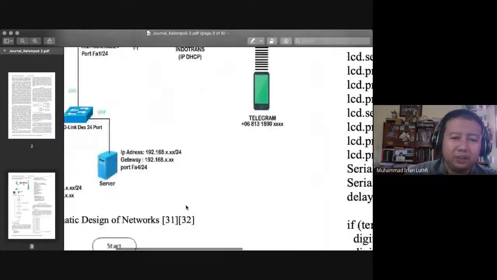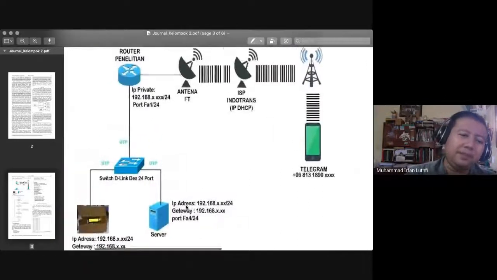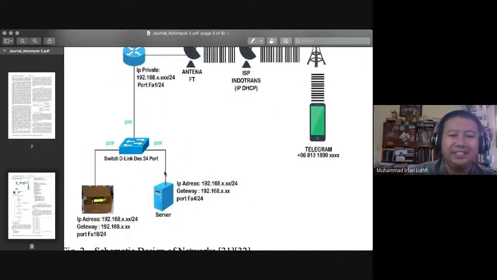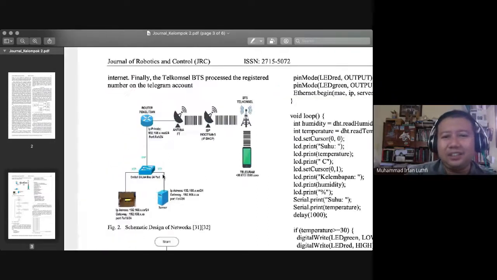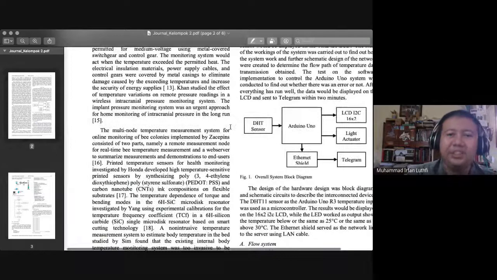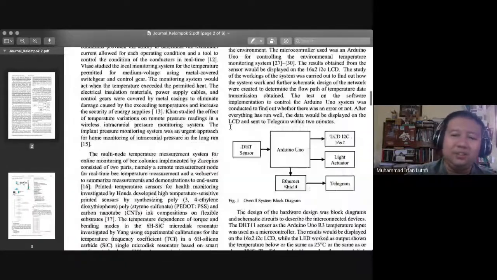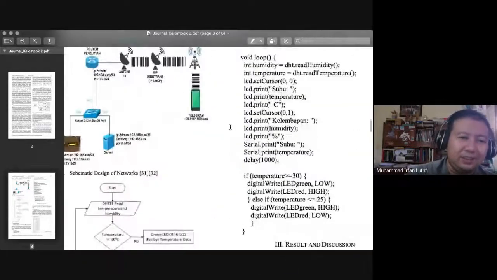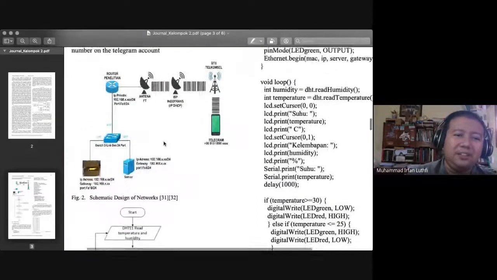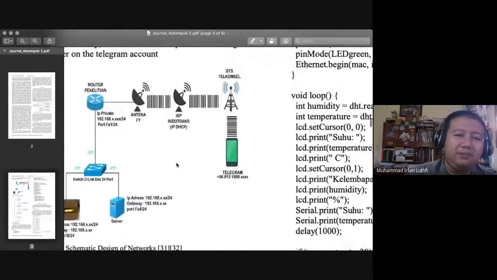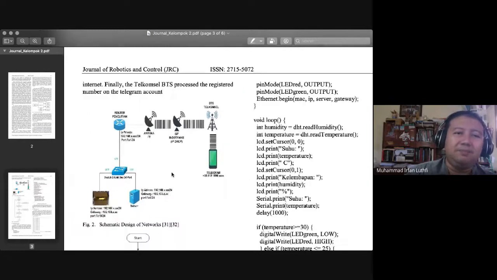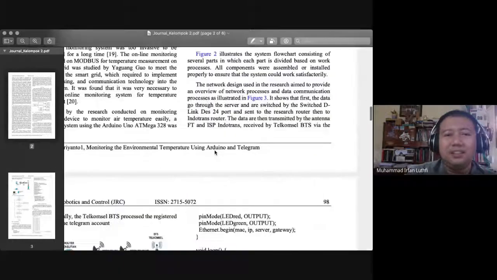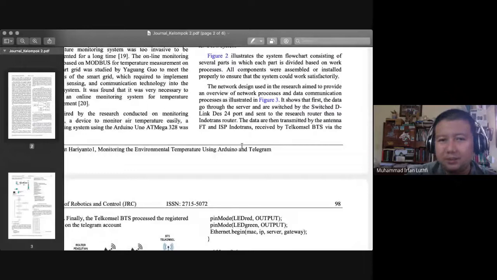They just draw a picture of the network, but why do they use a 24-port switch? It's no use because they already use the Ethernet shield, right? So why do they need a 24-port switch, and the server also? Then it's sent to Telegram. We missed so much information here, but it's okay.